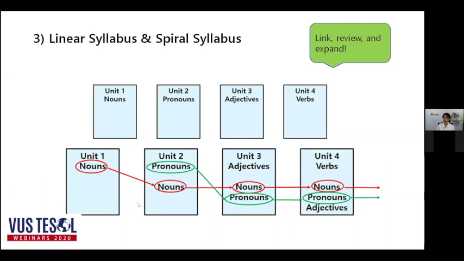You do a lot of review, and you do a lot of linking, and you do a lot of recycling. Yes, repetition, review, connection. That's right. So students will remember. Okay, they can remember. If you use a linear syllabus, this is the way we learn grammar, and this is the way we teach grammar.